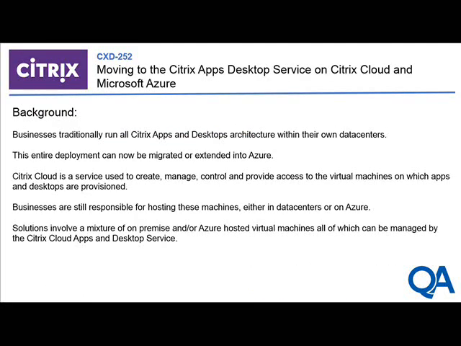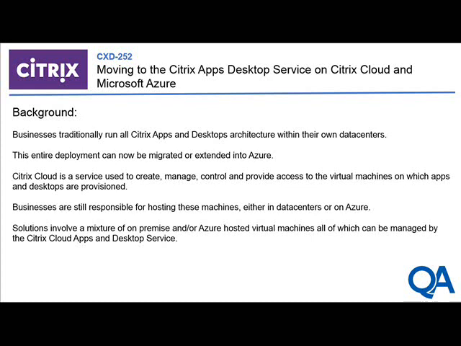Obviously, traditionally, businesses ran all of their Citrix app and desktop architecture within their own data centers. With the advent of the cloud space, this entire deployment can now be totally migrated or possibly extended into public cloud offerings: Azure, AWS, GCP. The Citrix Cloud is a service that's used to manage this, to create, manage, control, and provide access to these virtual machines. And it's on these virtual machines that users can access applications or the entire desktops.